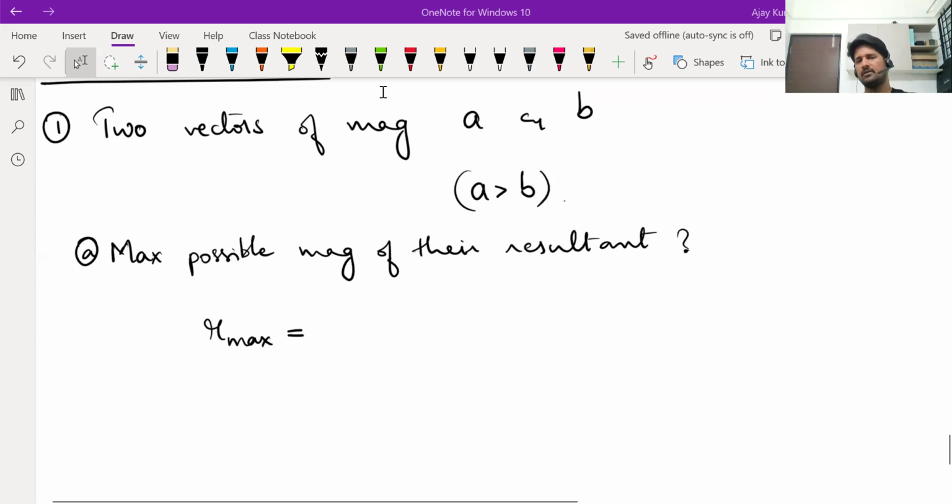Aishwarya, you tell me, when will two vectors give maximum combined effect? How should they be acting? No idea.